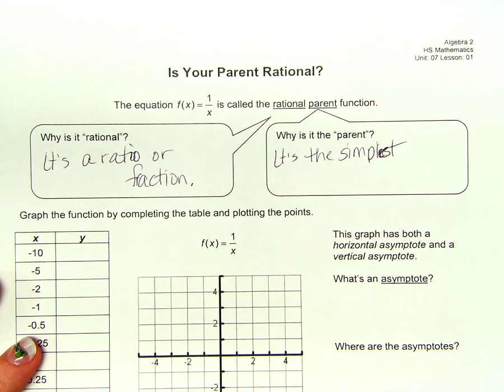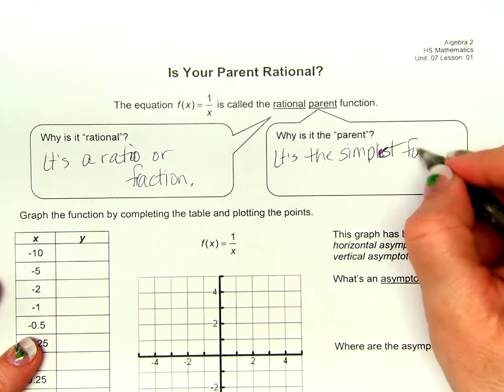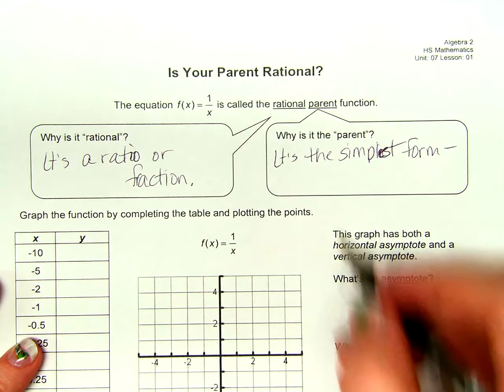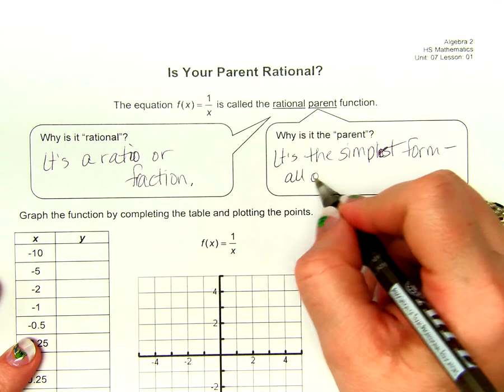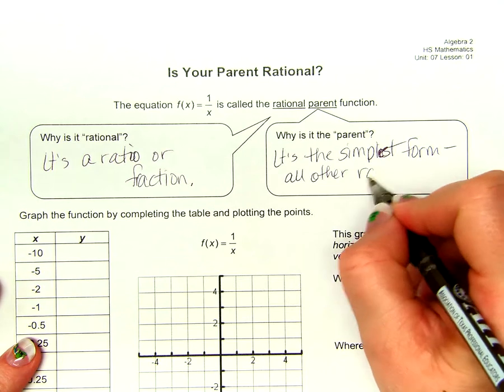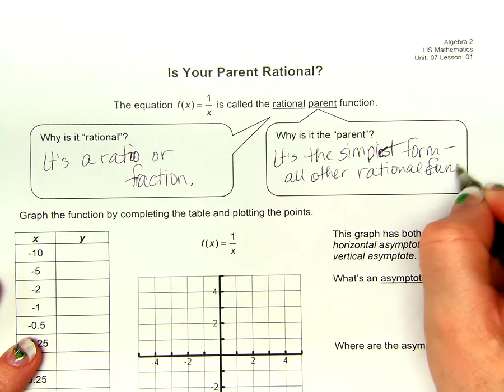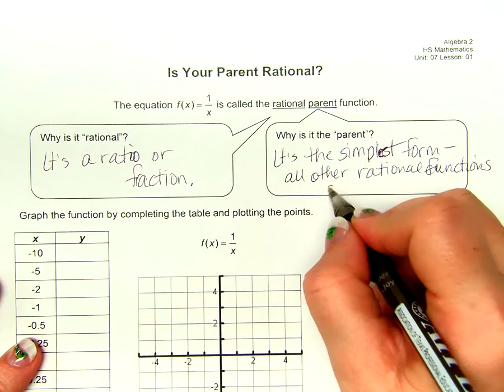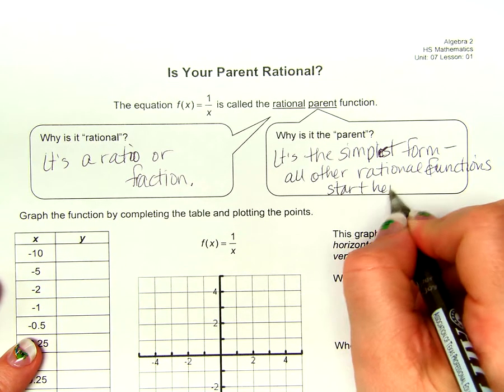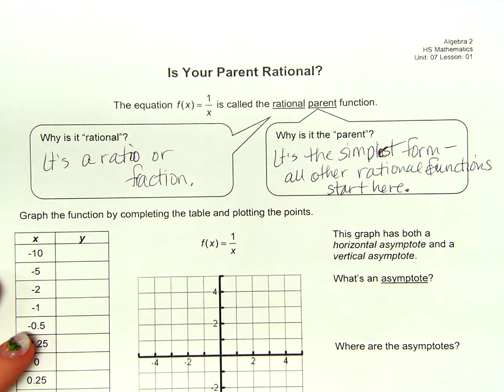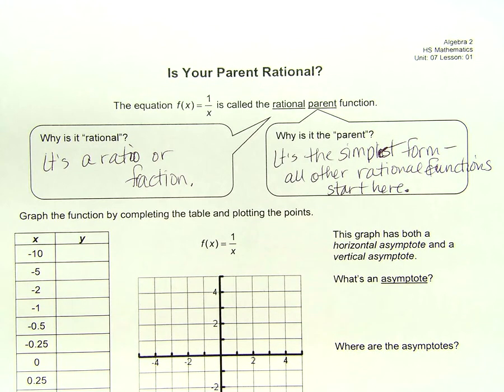I'm sorry. It's the simplest form, and all other rational functions start here. Okay? It's the simplest form, and all other rational functions start here. So are we clear why it's called a rational parent function?